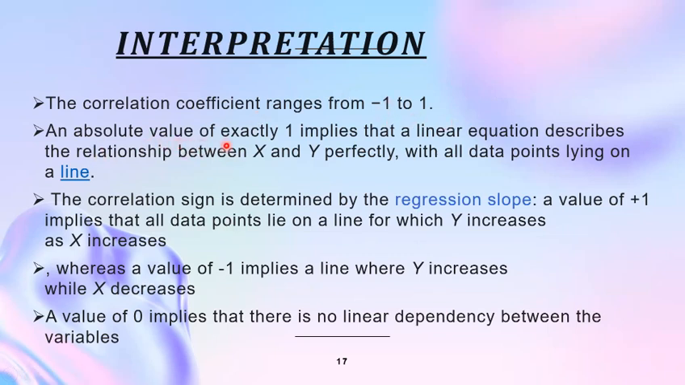So an absolute value of exactly 1 implies that a linear equation describes the relationship between x and y perfectly, with all data points lying on a line. So the correlation sign is determined by the regression slope. A value of +1 implies that all data points lie on a line for which y increases as x increases, whereas a value of -1 implies a line where y increases while x decreases. A value of 0 implies that there is no linear dependency between the variables.